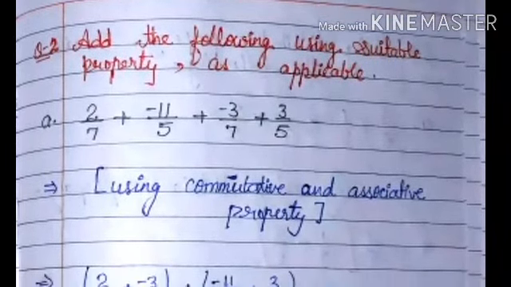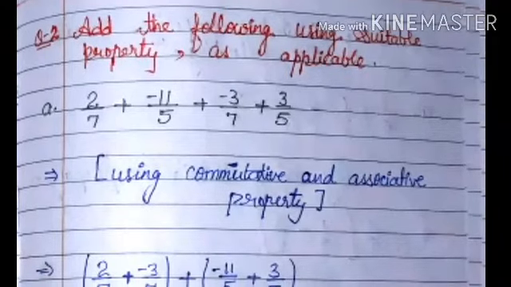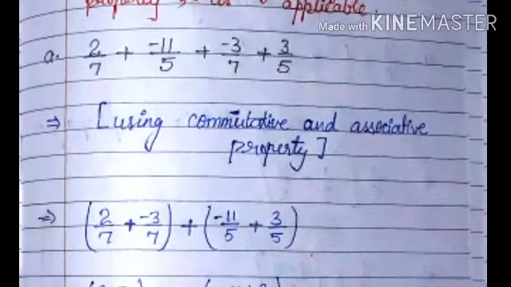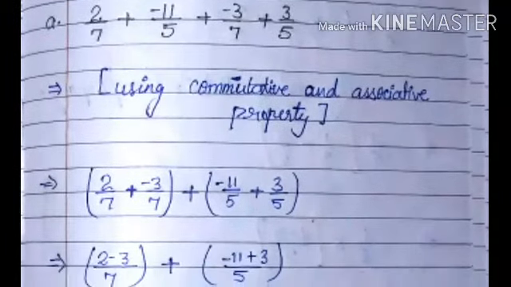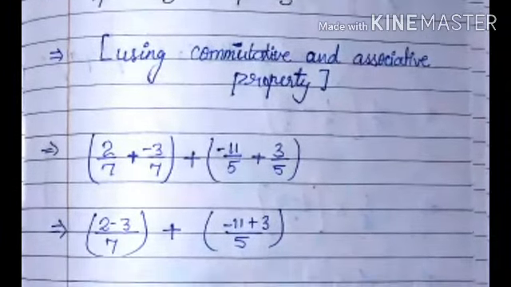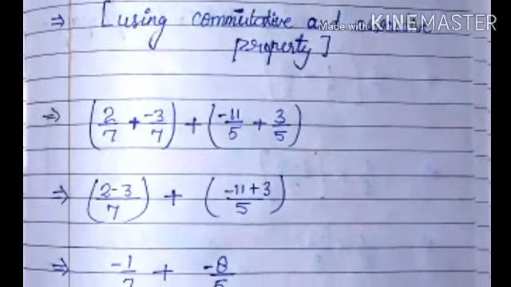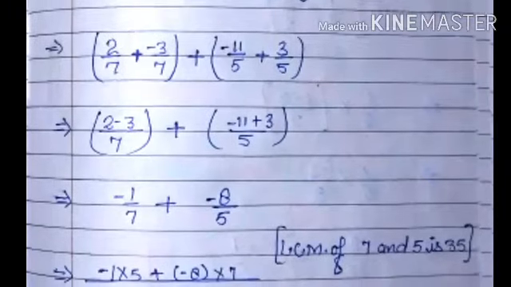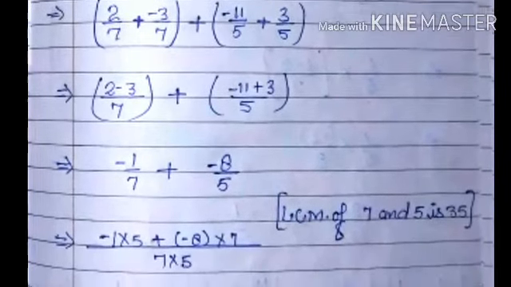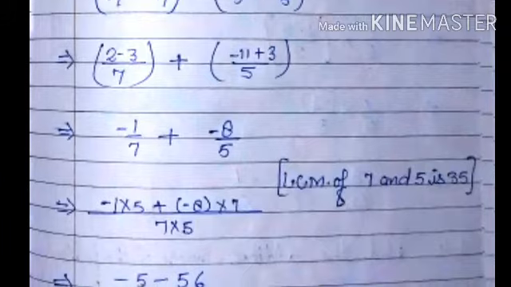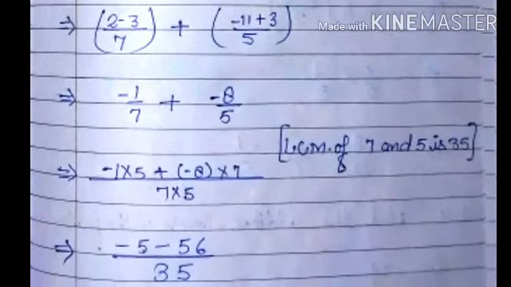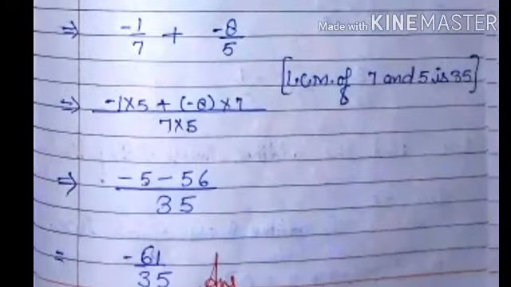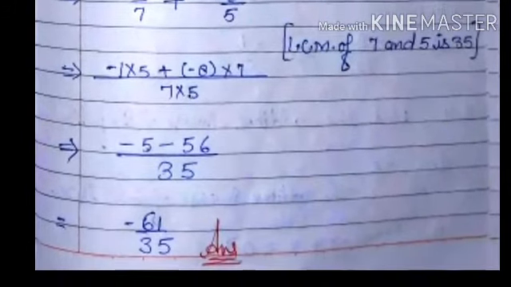Question number 2 is add the following using a suitable property as applicable. So the first question A is 2 upon 7 plus minus 11 upon 5 plus minus 3 upon 7 plus 3 upon 5. So by using commutative and associative property, we can write it as 2 upon 7 plus minus 3 upon 7 in one bracket, and minus 11 upon 5 plus 3 upon 5 in another bracket. So by solving this, finally we get minus 1 upon 7 plus minus 8 upon 5. Finally we get the LCM of 7 and 5 is equal to 35, and then we get minus 61 upon 35.